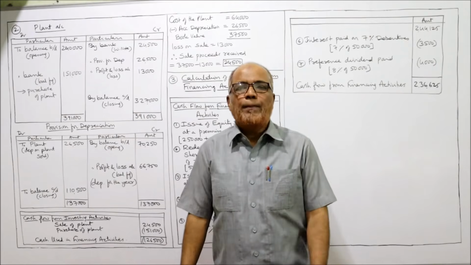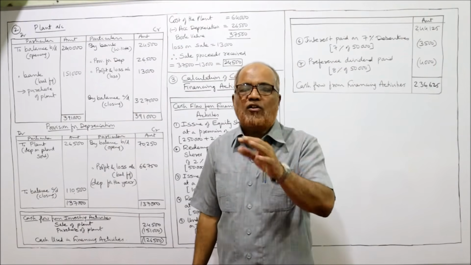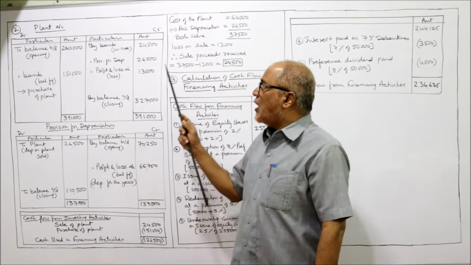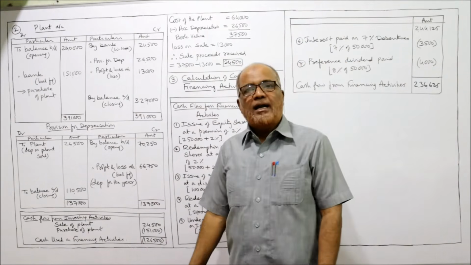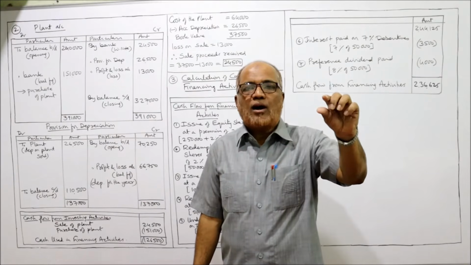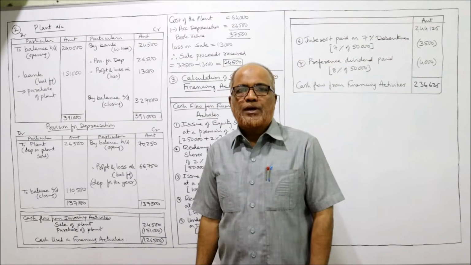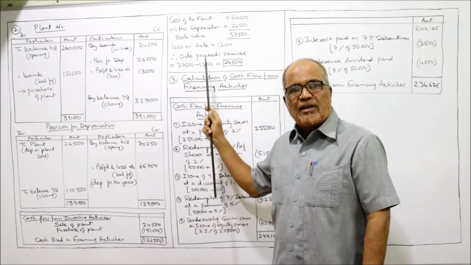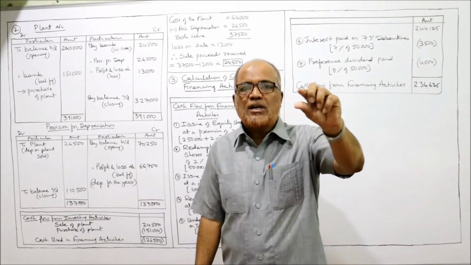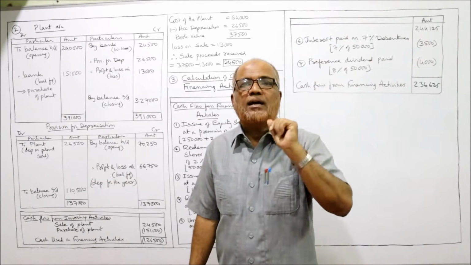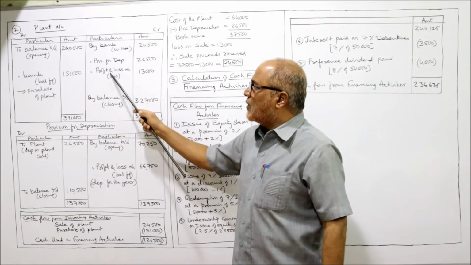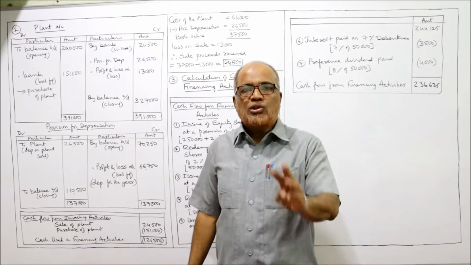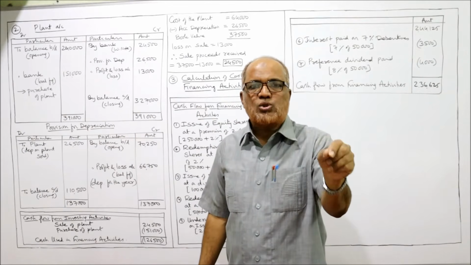The third entry will be profit or loss on sale of plant. We are having loss here. How much loss are we having? 13,000. The entry will be profit and loss account debit to plant account. Profit and loss account will be debited if there is a loss. The plant account will be credited by profit and loss account, loss 13,000. Finished.